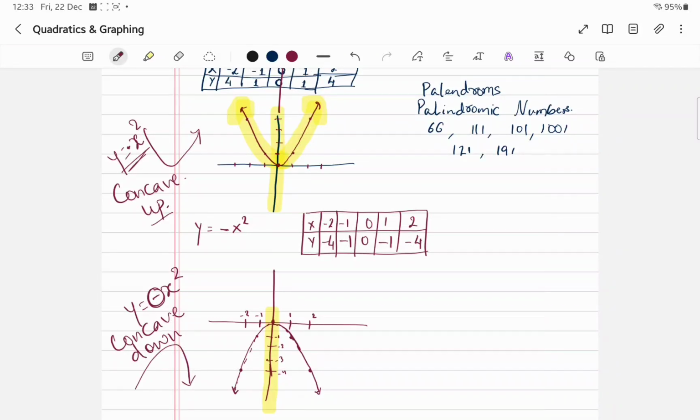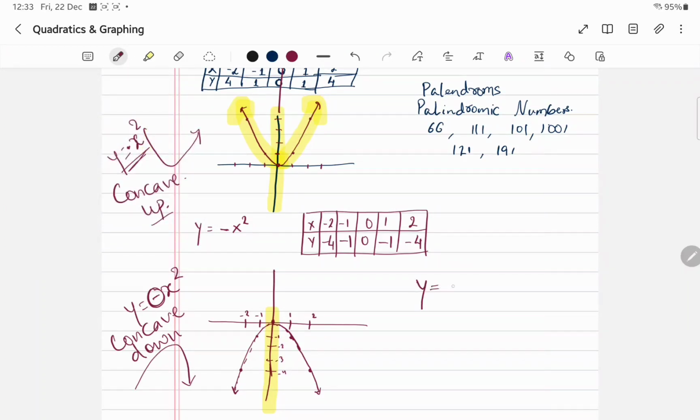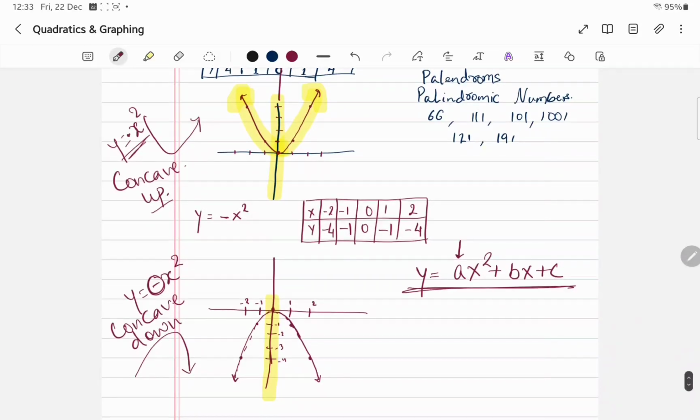So now we know this. Let's go back a little bit. Parabolas are usually written as y equals ax squared plus bx plus c. If you're not familiar with this one, you can watch my previous video. It explains the general form of quadratics or parabolas. Now here, this value is a. So for this video, we just need to focus on that a.